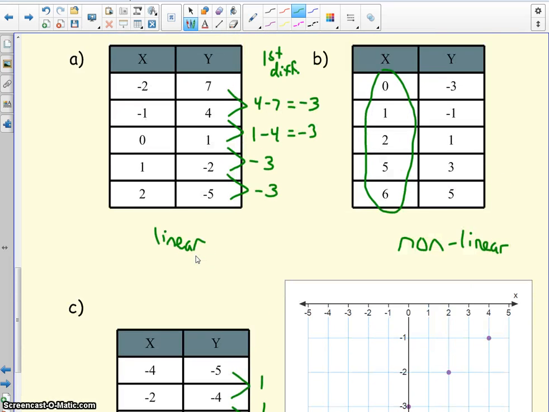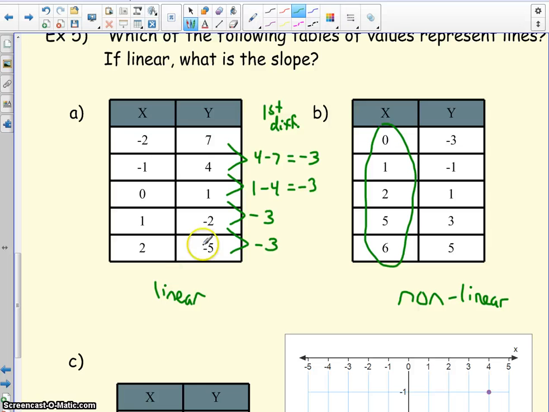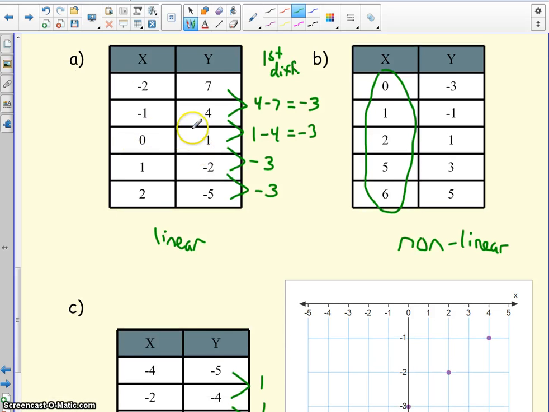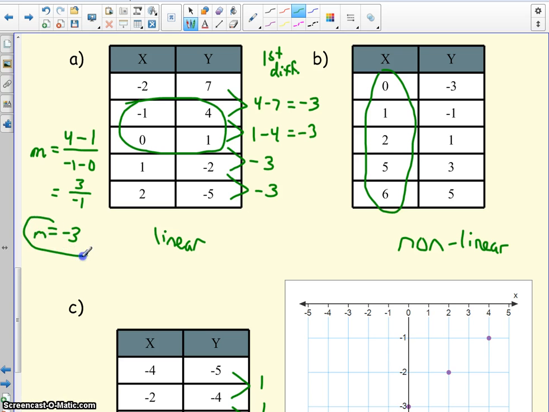Now, to find your slope, there are 2 ways of going about it. You can take a look at any 2 points in this chart and find the slope. So let's say I want to take a look at these 2 points. I could find the slope using rise over run. So my change in y is 4 minus 1, and my change in x is negative 1 minus 0. 4 minus 1 is 3. Denominator is negative 1. So I get a slope of negative 3. And that's a perfectly good way of finding the slope.